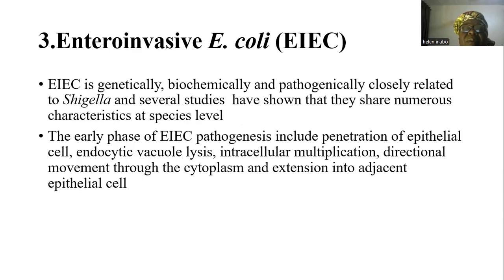The third pathotype of Escherichia coli is enteroinvasive E. coli, which is genetically, biochemically, and pathogenically closely related to Shigella. Several studies have shown that both of them share numerous characteristics at species level. The early phase of enteroinvasive E. coli pathogenesis includes penetration of epithelial cell, lysis of endocytic vacuole, intracellular multiplication, directional movement through the cytoplasm, and extension into adjacent epithelial cell.